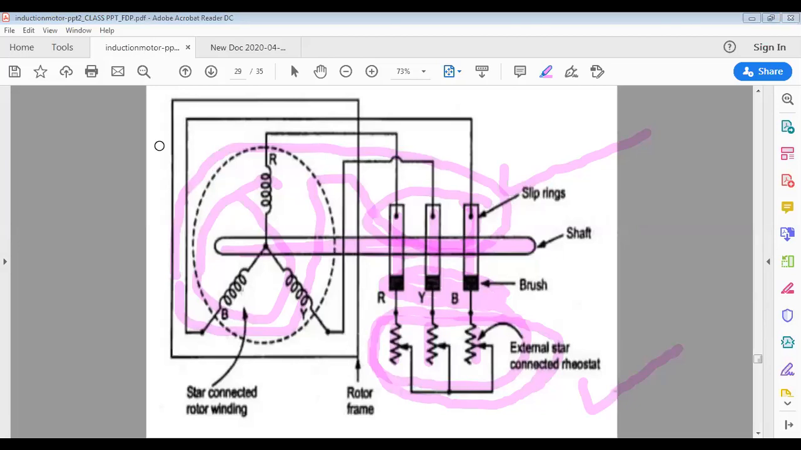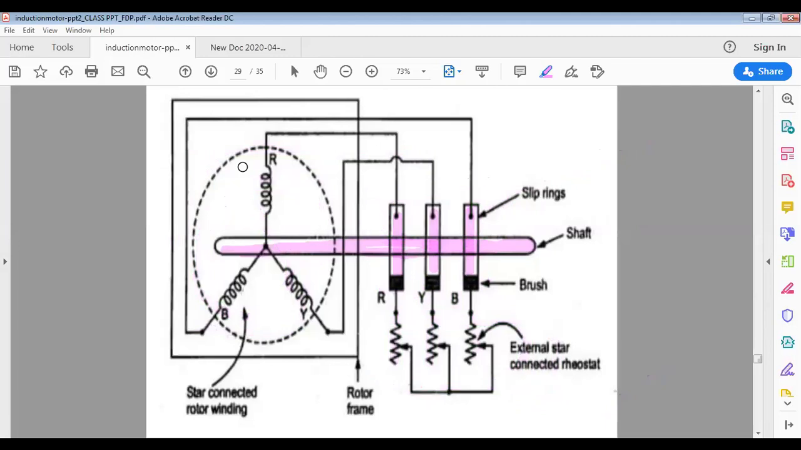Now tell me, the slip ring and brush arrangement is available in which type of rotor? Squirrel cage or slip ring? Now we'll see the difference. Now I am going to explain the difference between the two types. A question you get asked is: write the difference between slip ring and squirrel cage induction motor. Now you tell me, the slip ring and brush arrangement is used in which type? Slip ring or squirrel cage?